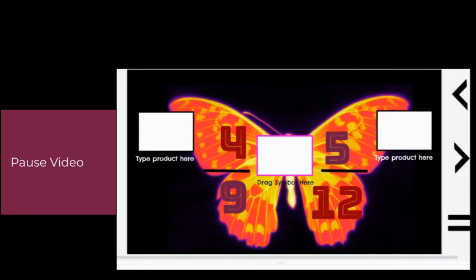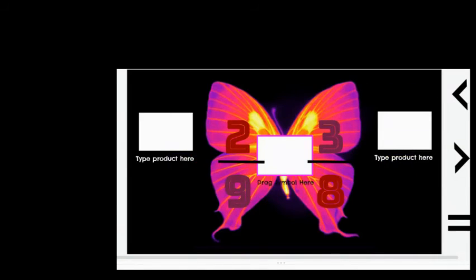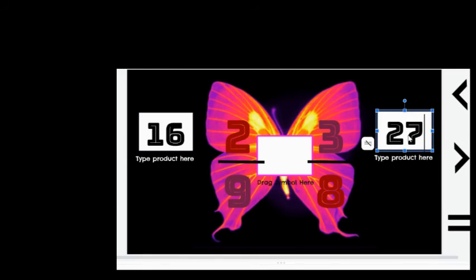4/9 and 5/12. 9 times 5 is 45, and 4 times 12 is 48. Therefore, 4/9 is larger than 5/12. Let's do a few more. 2/9 and 3/8. 8 times 2 is 16, and 9 times 3 is 27. 27 is larger, so therefore 3/8 is larger than 2/9.